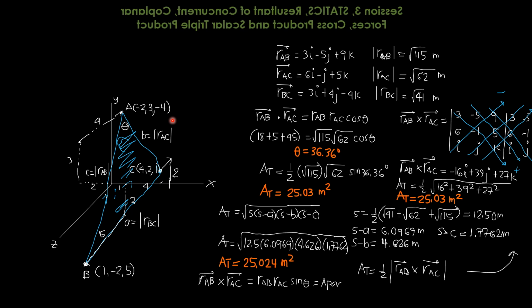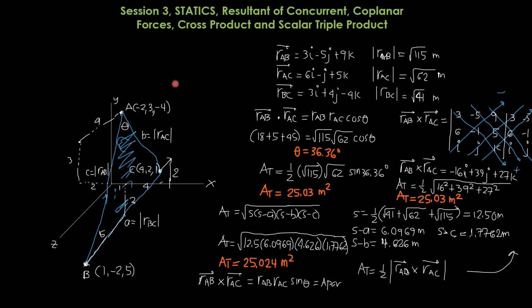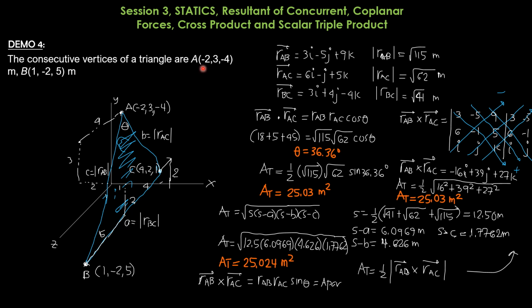So let's have the demonstration of the cross product. So this is the problem. The consecutive vertices of a triangle are at A(-2, 3, -4) meters, B(1, -2, 5) meters, and C(4, 2, 1) meters. Find the area of the triangle. What is the vertex angle at B? So I'll present two ways for computing the area. First, let's have the angle theta by dot product, the angle formed between AB and position vector AC.